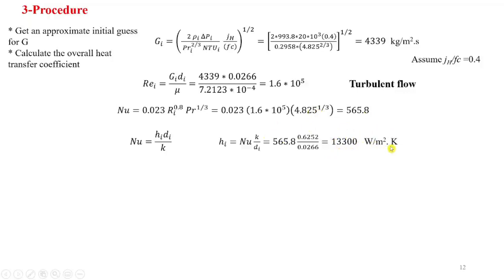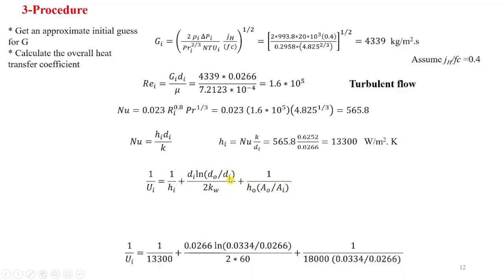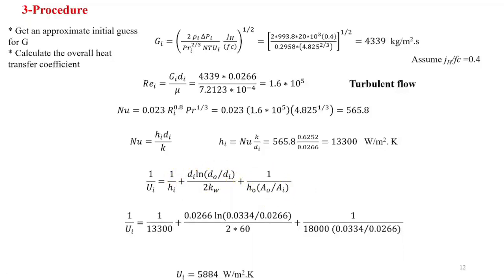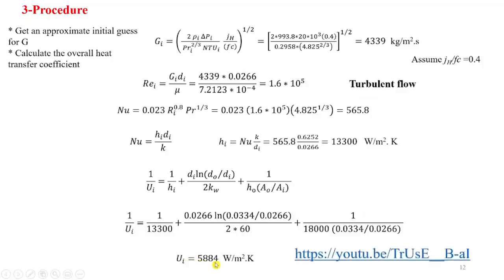Now, since we have h inside and h outside for condensation, we can calculate the overall heat transfer coefficient, adding the resistance of the wall of the tube. So we have three resistances: the resistance inside the tube, the resistance outside the tube due to the condensation, and the resistance due to conduction in the tube. Once you substitute the values, you can find that the overall heat transfer coefficient for this particular heat exchanger, assuming the initial value for G, is U equal to 5884 watts per meter squared Kelvin.